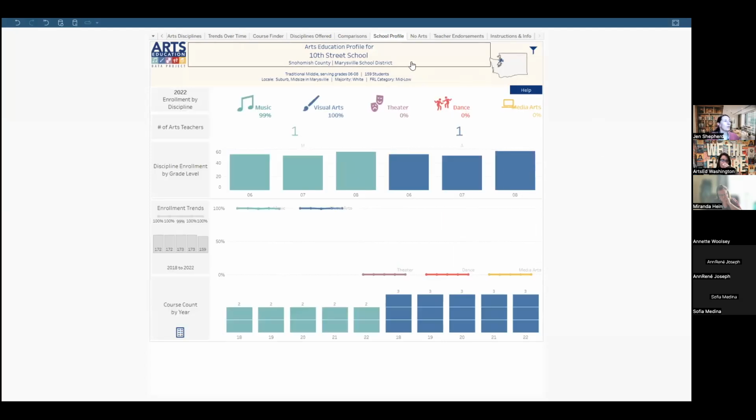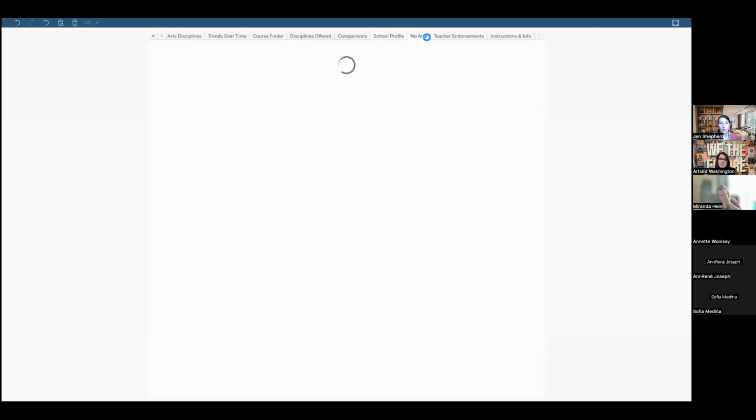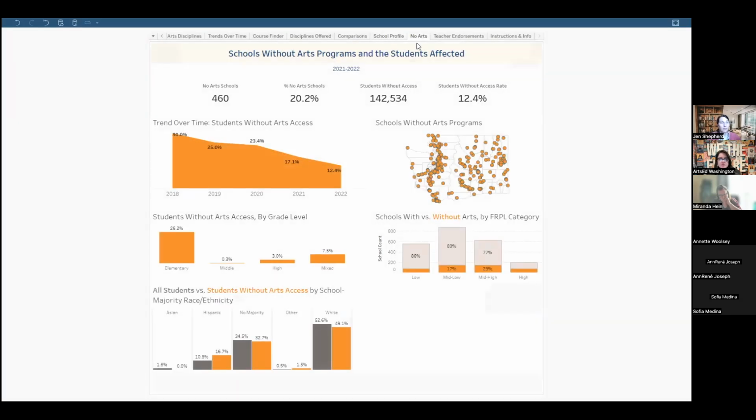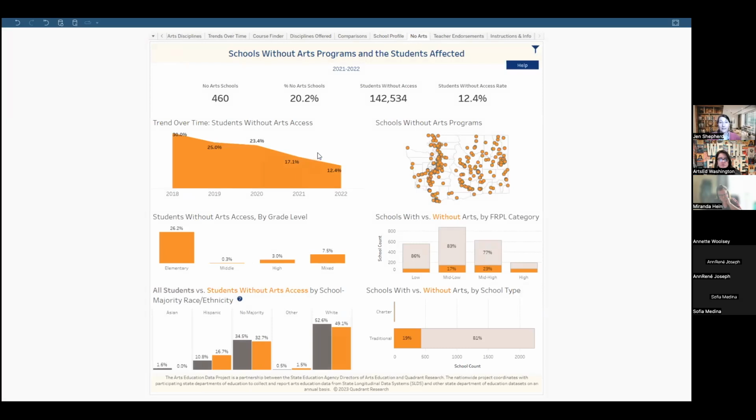So that's the school profile. I also mentioned the No Arts dashboard, where we've got a trend of what that rate looks like. It's gotten better in Washington. That's really encouraging. Although the current rate of 12.4% of students who don't have access to the arts isn't maybe the best number that you might have hoped for, it's considerably better than it used to be. And I think it's important to celebrate those wins and successes where you have them. You may not be where you want to be yet, but you're heading in that direction. I think that's fantastic.